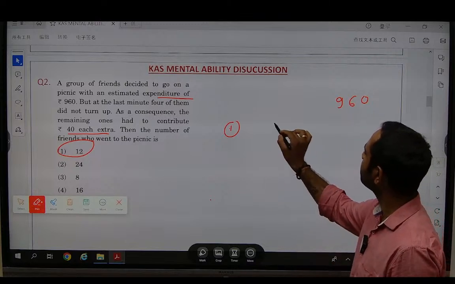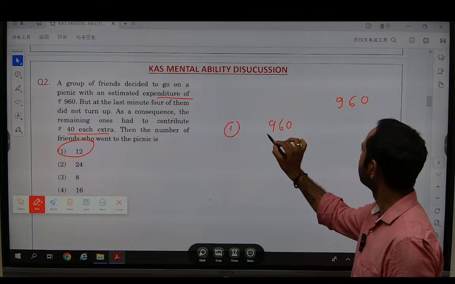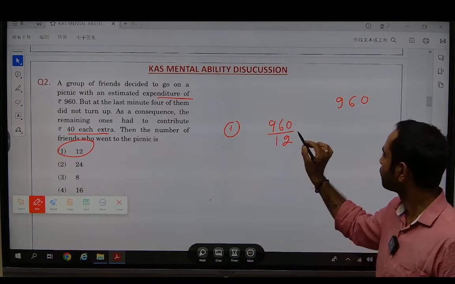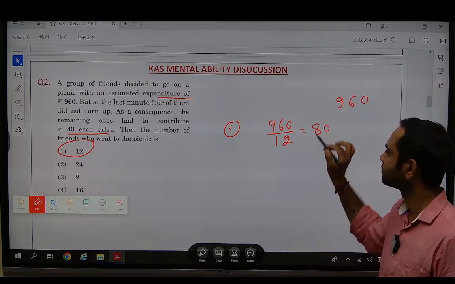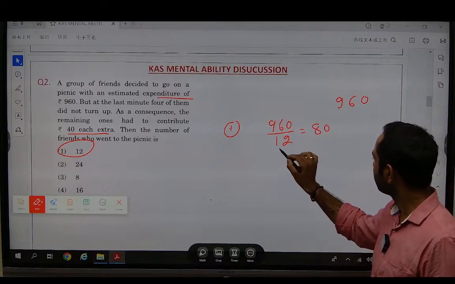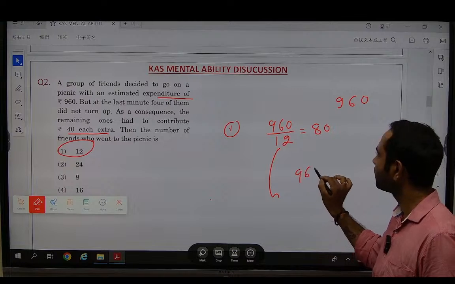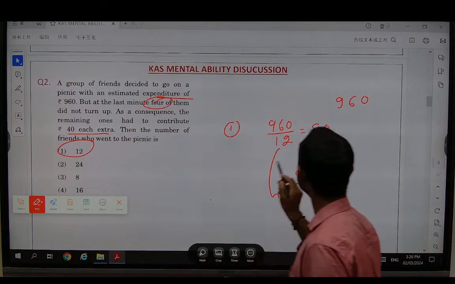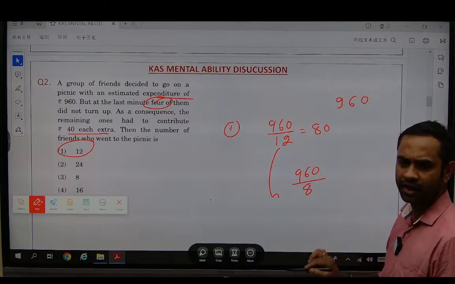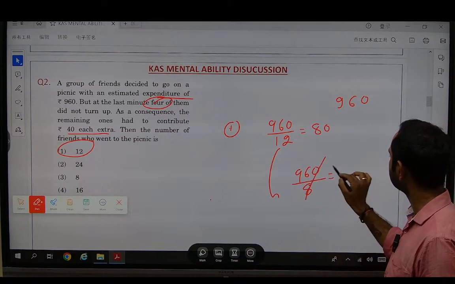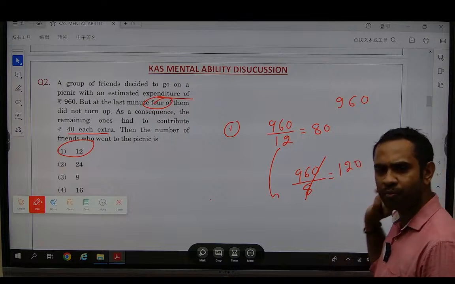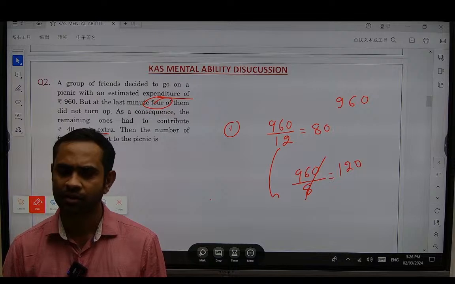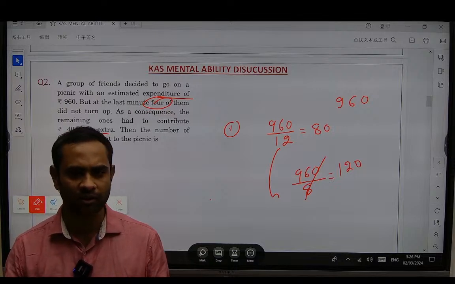Now take the first option. So 960 rupees. Suppose earlier 12 persons had decided to go. So how much per person? 80. Now what happened? 4 persons decided that they will not go. So what will be remaining? 8. 960 rupees will get divided among them. So how much will 1 person have to pay extra? 40 rupees, right? That's all done, right?